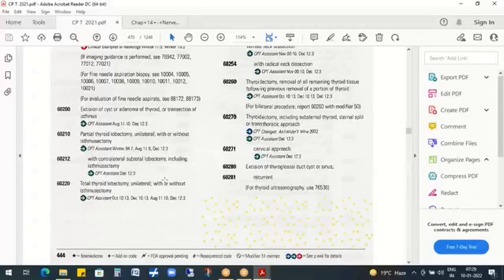It means the partial removal of contralateral, meaning the opposite side of the lobe. It means another lobe. Right side half, left side half. Partial thyroid lobectomy unilateral. That means one side half. With contralateral subtotal. That means opposite side half. Contralateral means what? Opposite side. There are two lobes. One is right side, opposite side is left lobe. Both the lobes they are removing half.